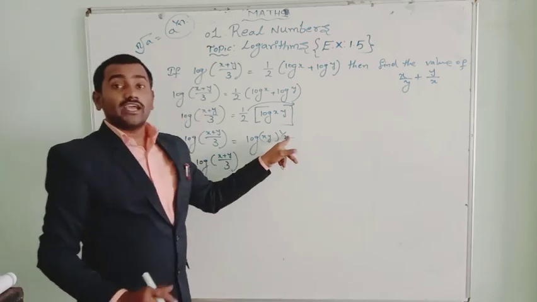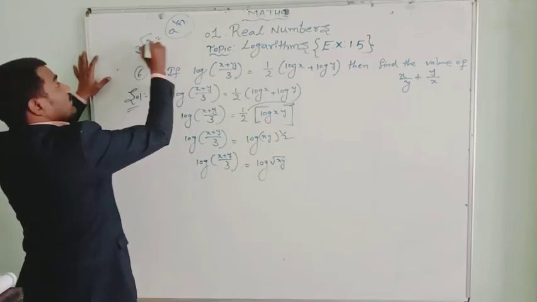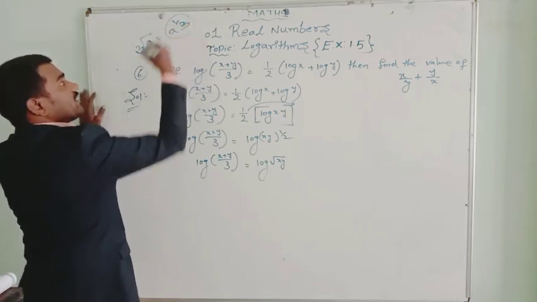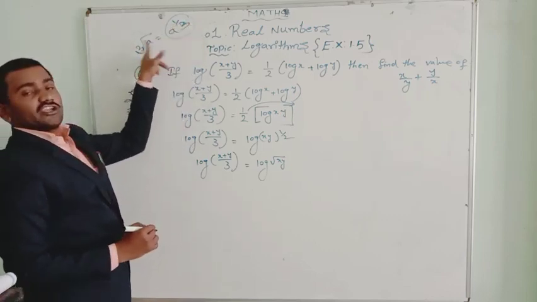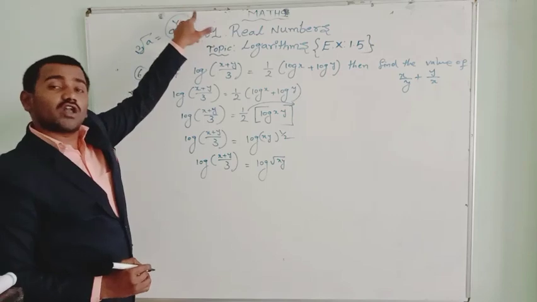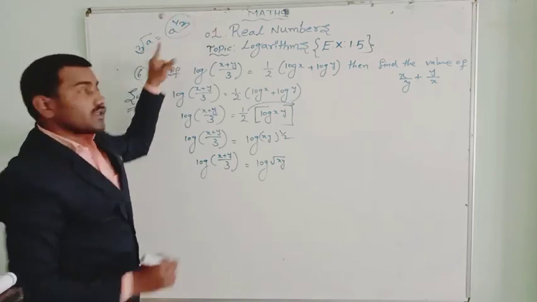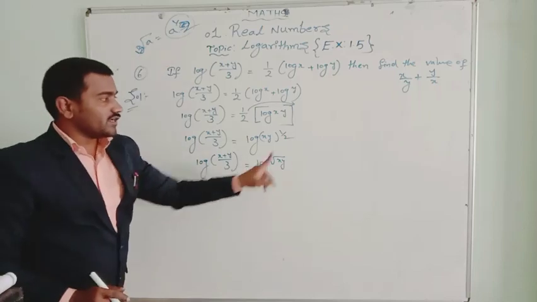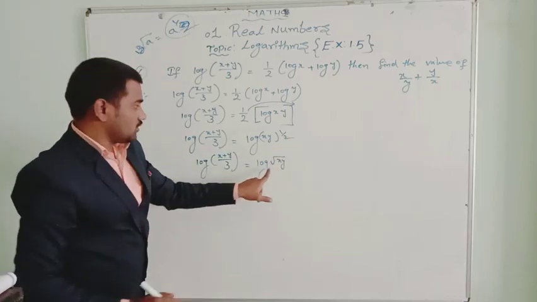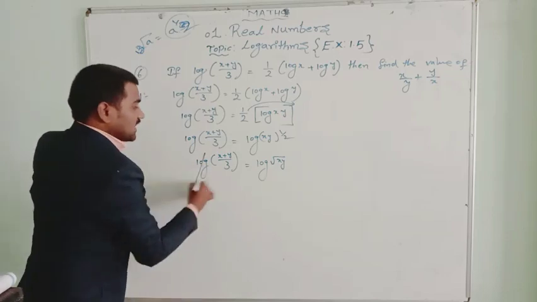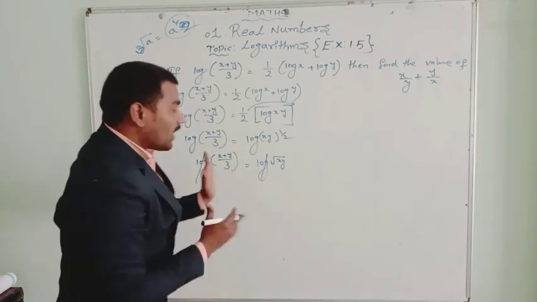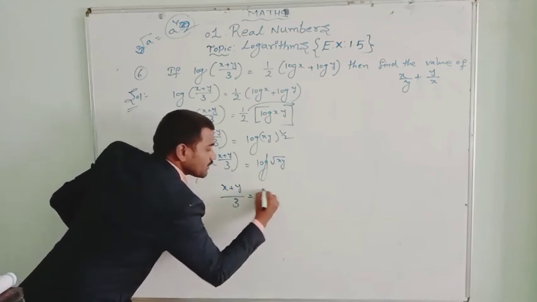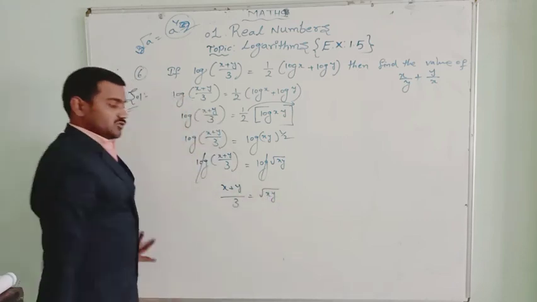This is the 1 by 2 exponential form. If it is 2, we get a to the power of 1 by 2; if it is 3, a to the power of 1 by 3. The cube root of a equals a to the power of 1 by 3, and a to the power of 1 by 2 equals the square root of a. That is what I have done here. That is root xy. On both sides, let us cancel the logs. What is left now? (x plus y) by 3 equals the square root of xy.